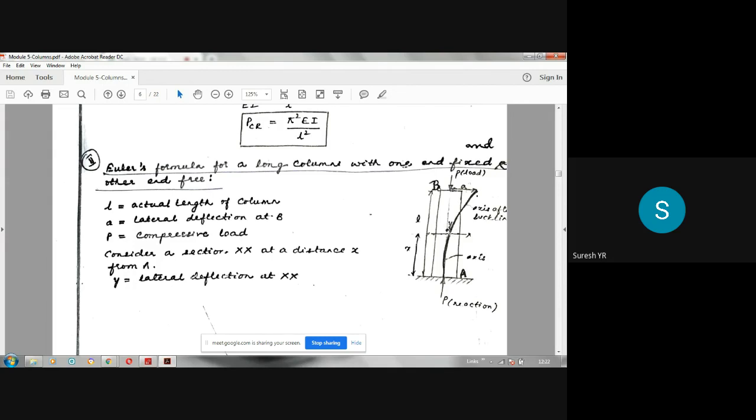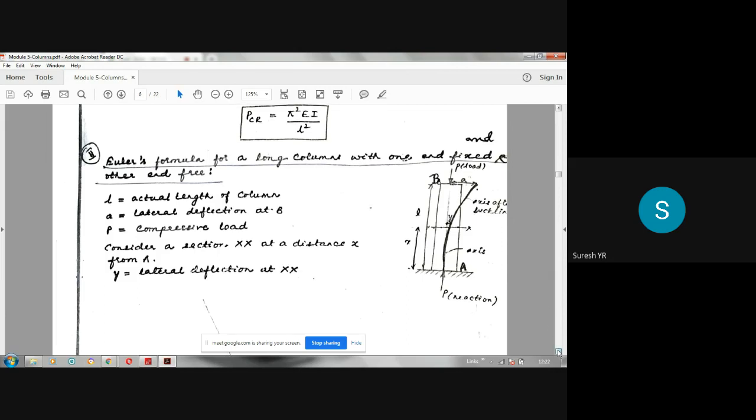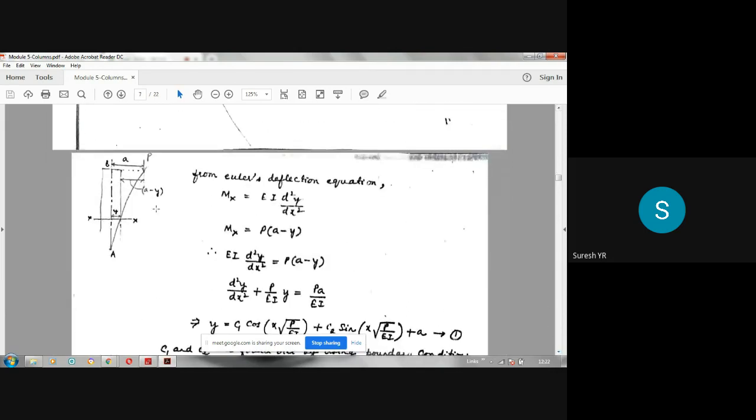Now I have to take the moment here. Please note that we are using the same procedure. Mx is the moment here. If you want the moment here, you have to look to the right side. So from this section, you look to the right side. P is the load, and what is the deflection here? It is A minus y. Please note that this P will be acting at a distance A minus y. So you remember this. So in this case Mx is P into A minus y.